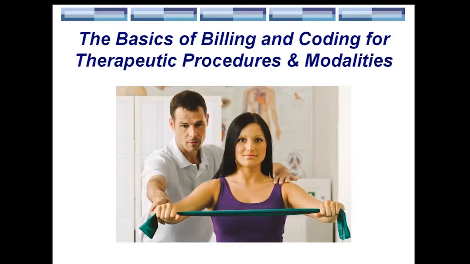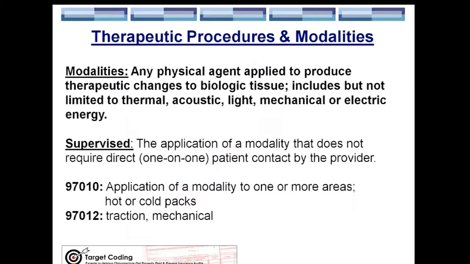So let's start with the modalities. Supervised modalities, to be specific. There are 2 types of modalities, supervised and constant attendance. Let's start with the supervised application of a modality that does not require direct one-on-one patient contact. First one is hot packs and cold packs. Same CPT code 97010. Next is mechanical traction 97012.